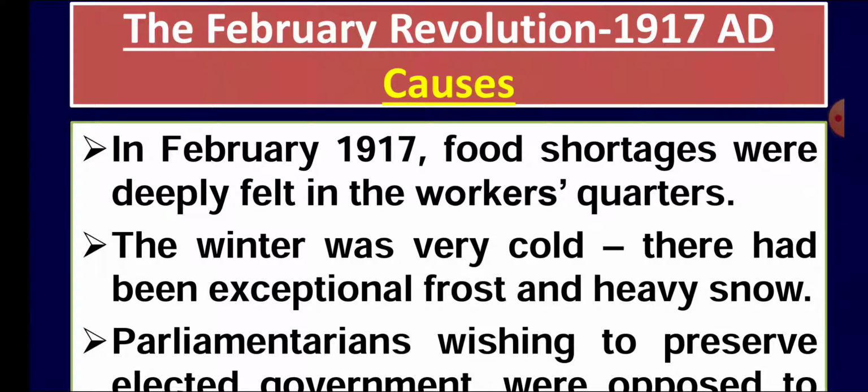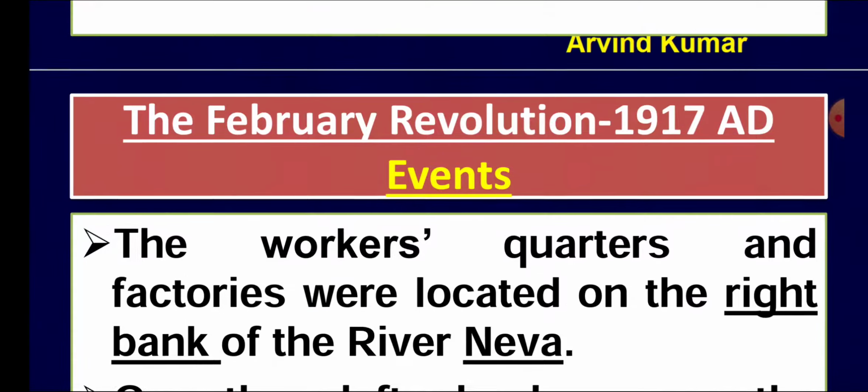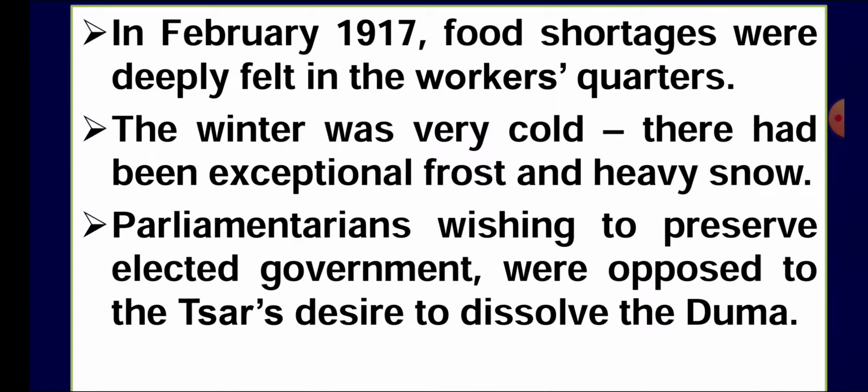The economic condition of Russia was not good. At that time, on 22nd Feb, I'm coming to the important date of this Russian Revolution. On 22nd Feb, a lockout took place at factories in Petrograd city. The next day, workers in around 50 factories called a strike.